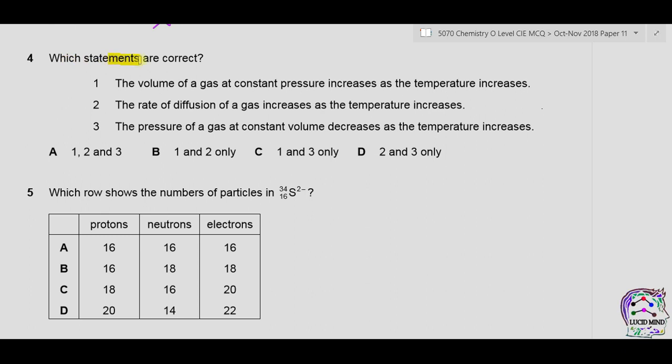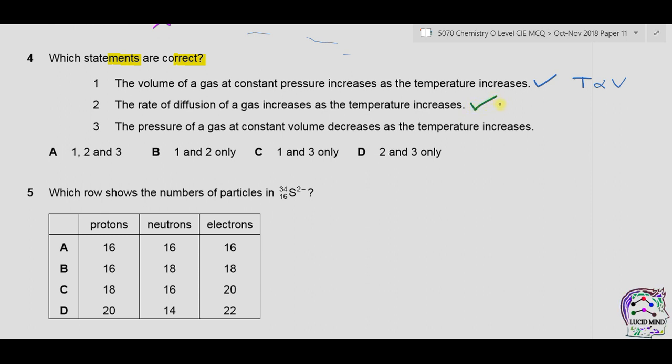Question 4. Which statements are correct? Number 1. The volume of gas at constant pressure increases as the temperature increases. This is a true statement because when temperature is increased, the kinetic energy is also increased, so therefore volume of gas increases. 2. The rate of diffusion of gas increases as the temperature increases.